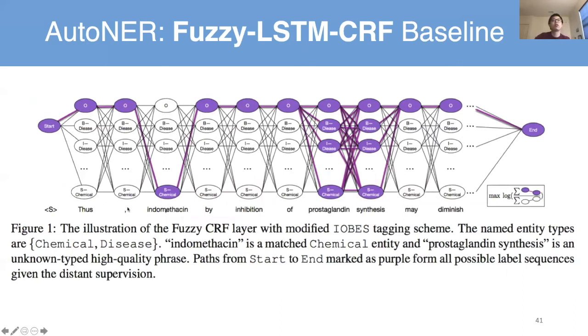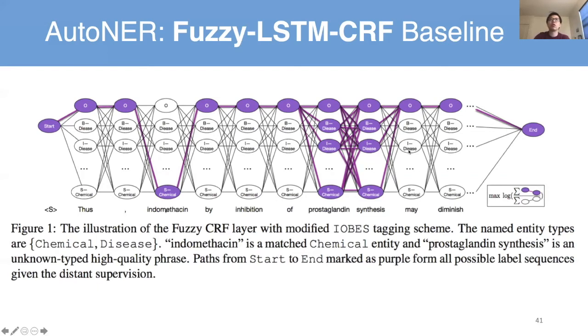If we look at this sentence, we have the high quality phrases matching these two tokens. We don't know their types, so they could be anything. In the traditional CRF layer, there's only one feasible path for this decoding, but now we have multiple ones. So we propose this fuzzy LSTM-CRF model as a new baseline we can compare with. It has a summation in the numerator to address this multiple path issue.